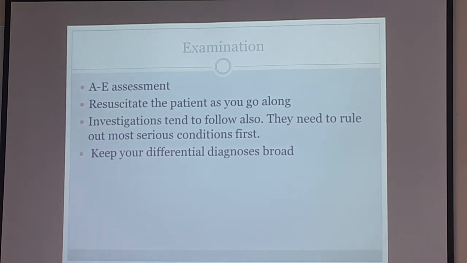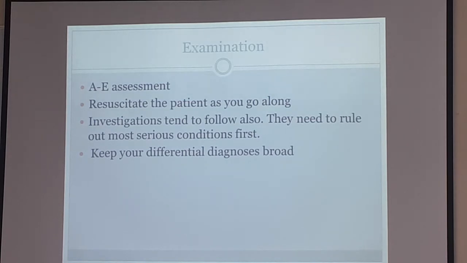It's classic in this situation that you resuscitate the patient as you go along. So if you notice that they're hypotensive and tachycardic, you put a line in and you give them some fluids or blood normally as you go along, depending on what you think the cause is. You don't always get to the very end, and you'll see that in A&E, with an acute patient in resus, you don't do everything and then leave it to the last minute. It tends to be a bit of a get everything going at the same time. Investigations tend to follow ruling out the most serious of the conditions first.